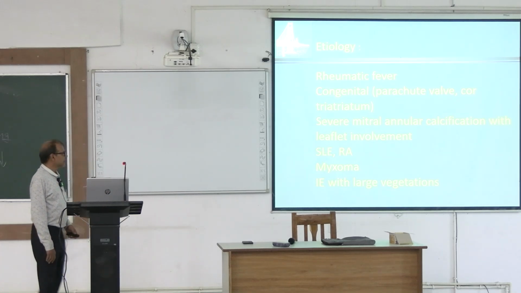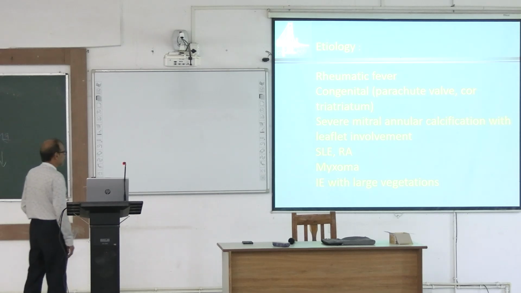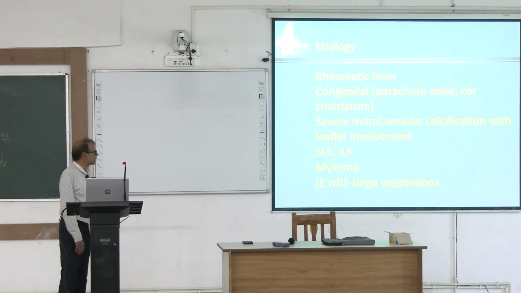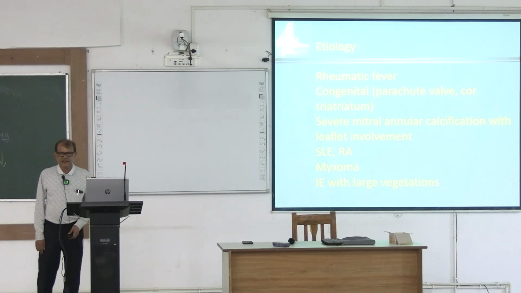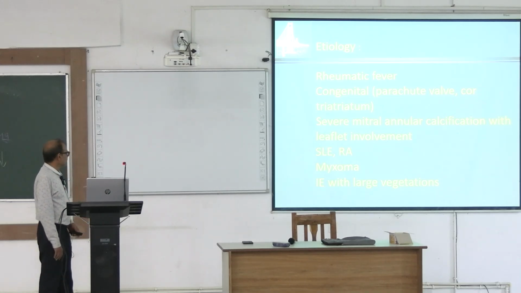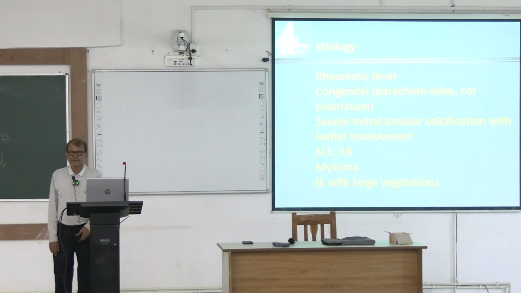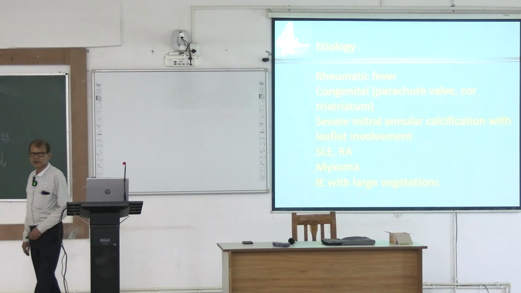So these are the etiologic basis of mitral stenosis. Rheumatic fever, congenital, severe mitral annular calcification, systemic lupus erythematosus, rheumatoid arthritis, myxoma, and infective endocarditis.